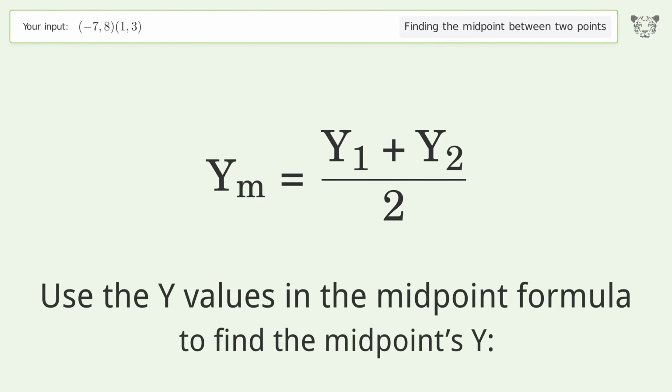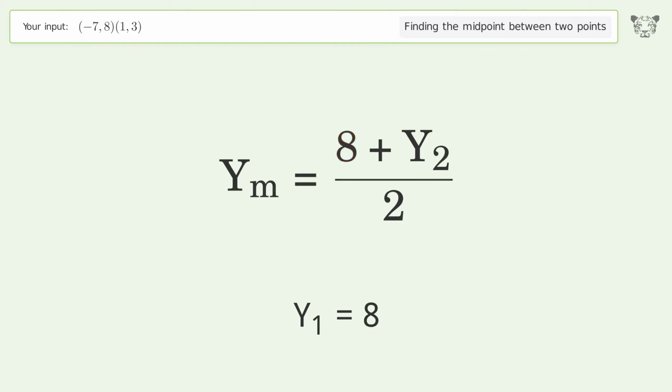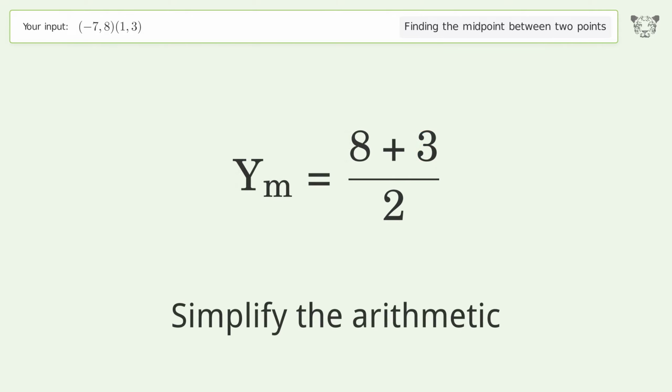Use the y values in the midpoint formula to find the midpoint's y. y1 equals 8. y2 equals 3. Simplify the arithmetic.